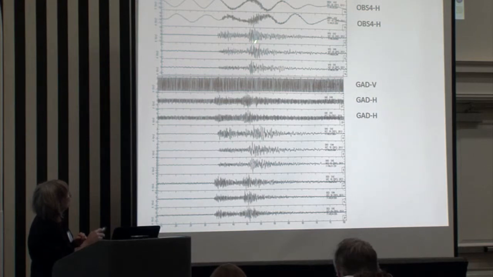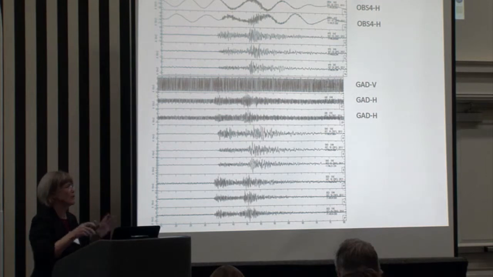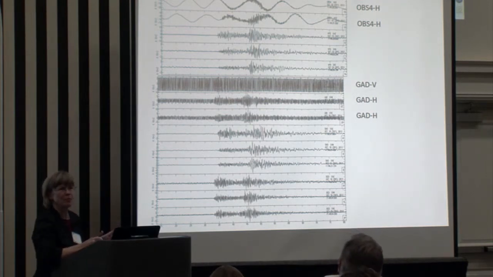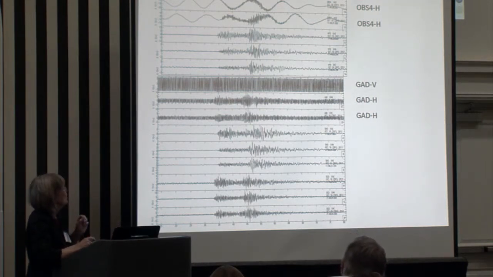This is 200 samples per second. The onshores are 100 samples per second for the velocity and 200 samples per second for the acceleration. And this one is 500. So we're looking at a variety of sample rates and degrees of noise level.